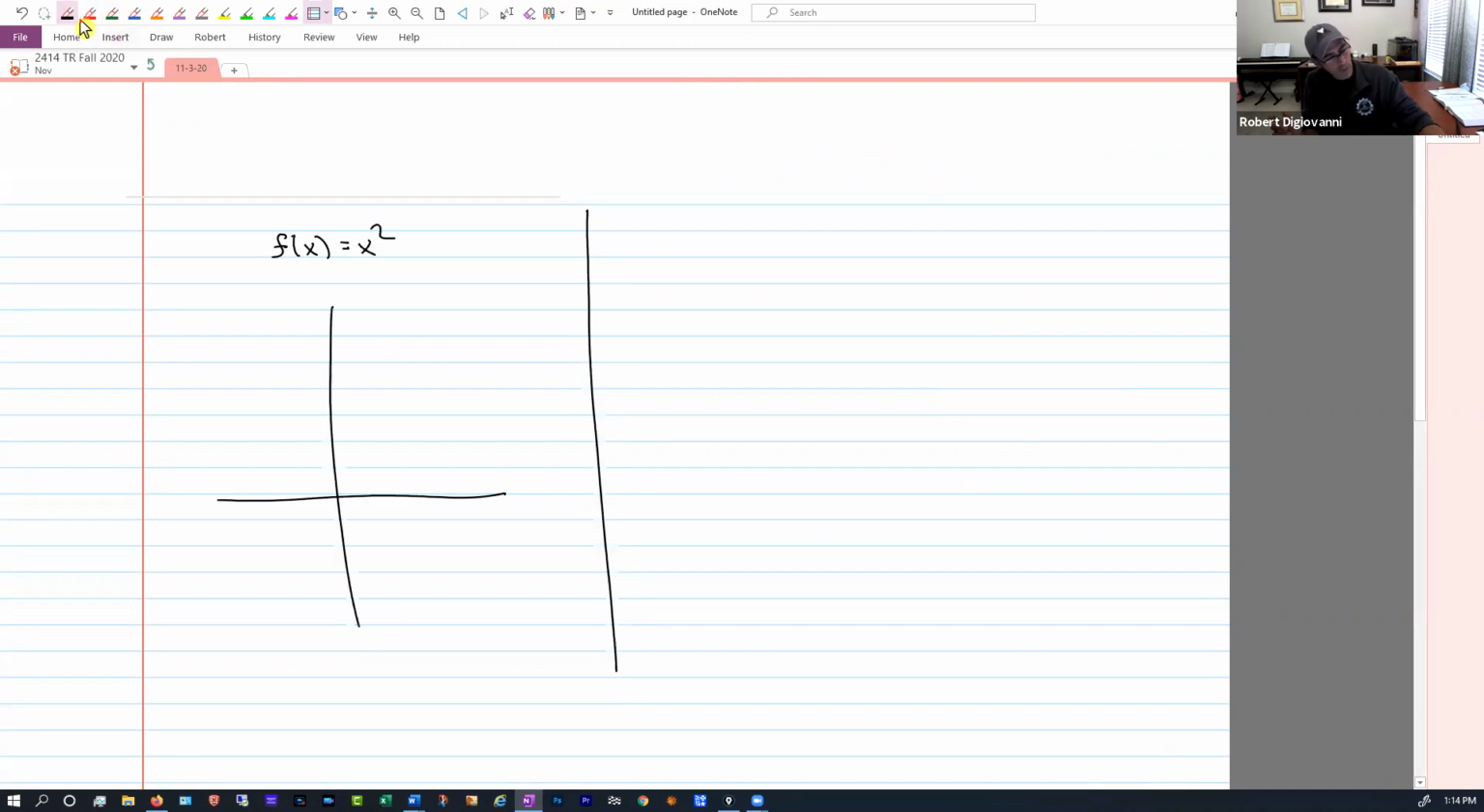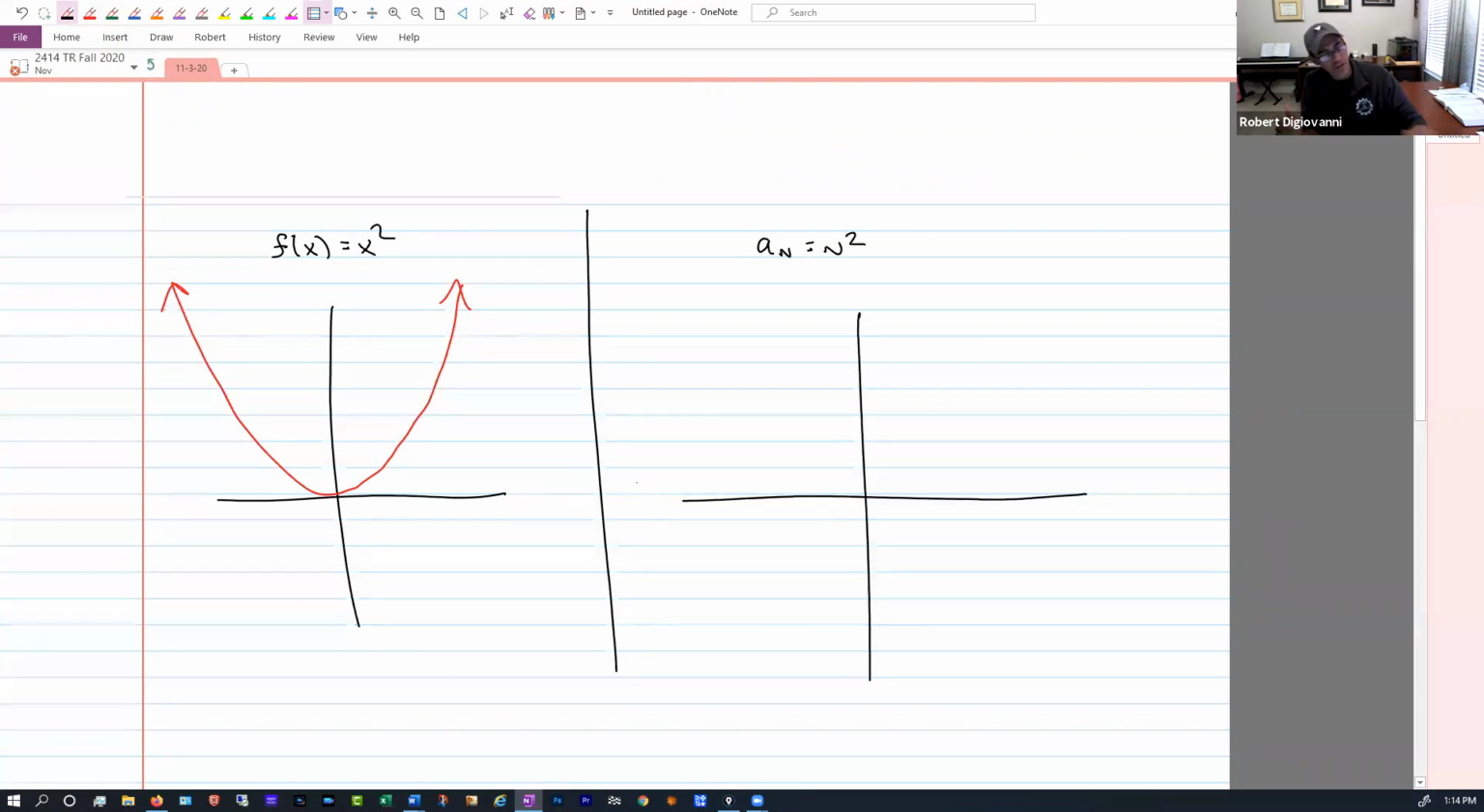So there is a big difference here. If we say f of x equals x squared, that's a parabola, right? We can draw it without picking up our pencil. If we say a sub n equals n squared, now we know we're talking about a sequence and you're only allowed to look at the dots on that parabola and only on the right-hand side, right?